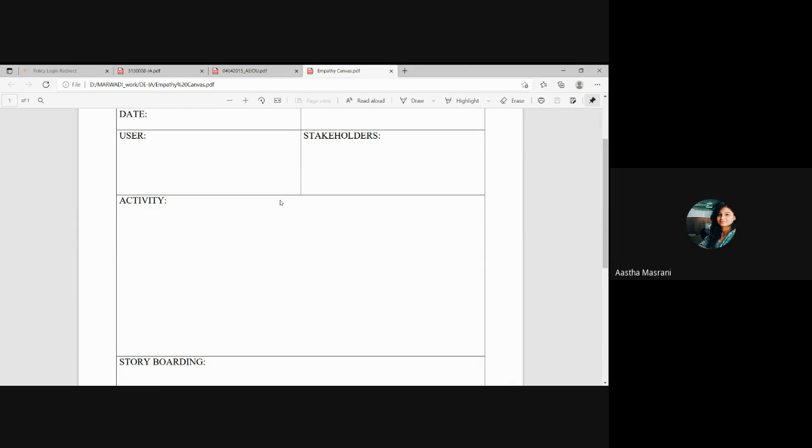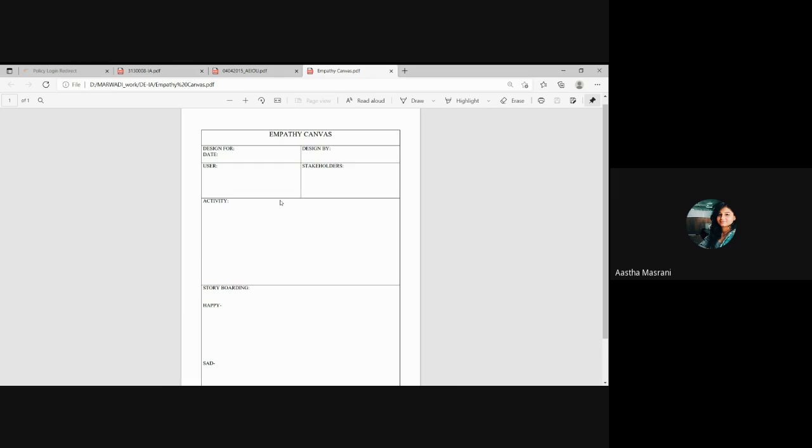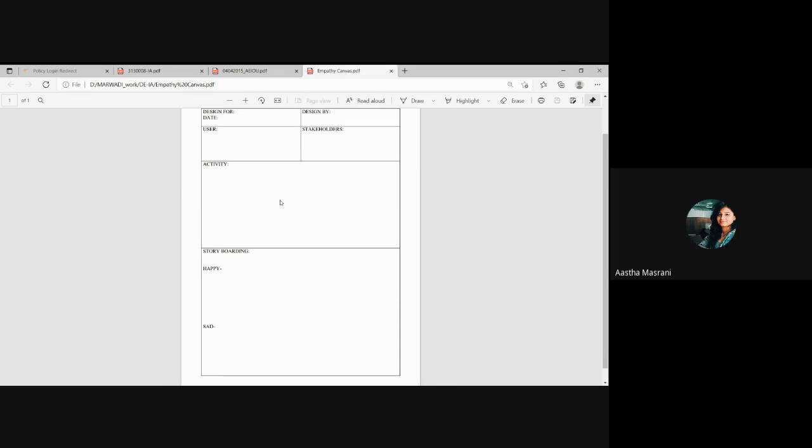Now, moving towards the empathy canvas also. In the empathy canvas, this will be something, your empathy canvas sheet. Something of this type.